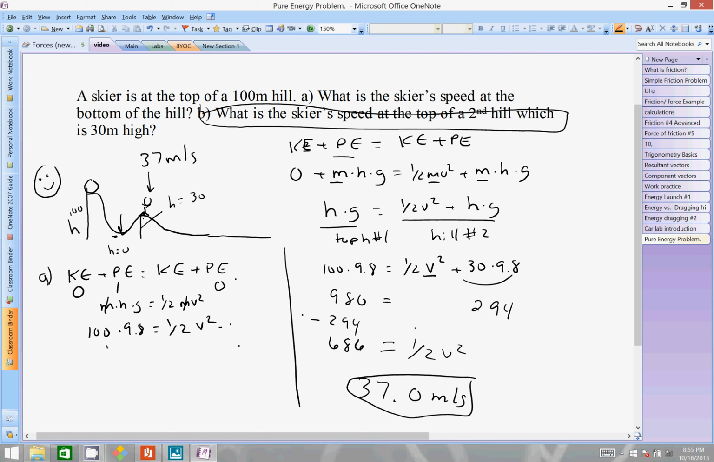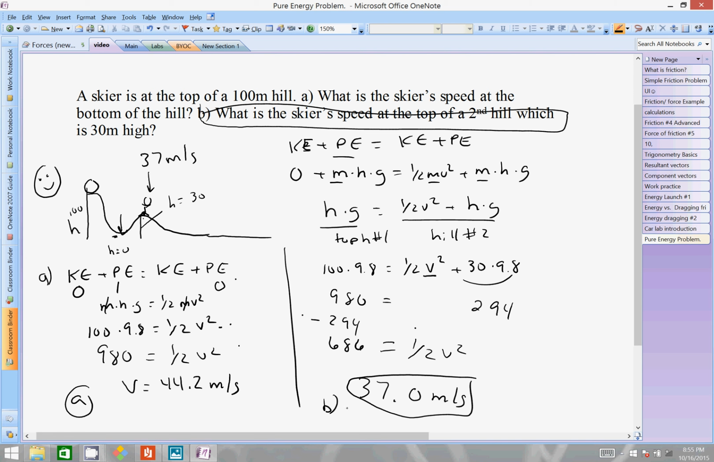980 equals 1/2 v squared. Divided by 0.5, then square root this thing, and I get velocity equaling 44.2 meters per second. This is A and this is B.